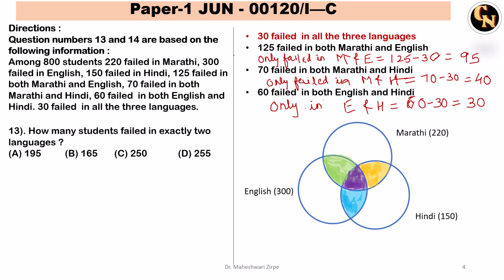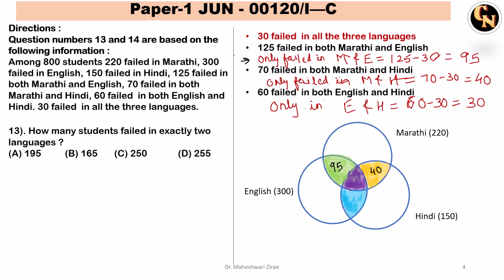Okay, so for example, green indicates those who failed only in English and Marathi. Do we have? Yes, this one. So how many are there? 95. So this green color indicates 95 students who have failed in both English and Marathi. Now next there is Marathi and Hindi. So the students who failed only in Marathi and Hindi are how many? 40. So the orange color indicates 40 students who have failed in two subjects, that is Marathi and Hindi.